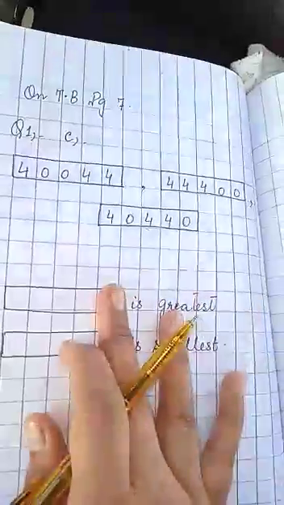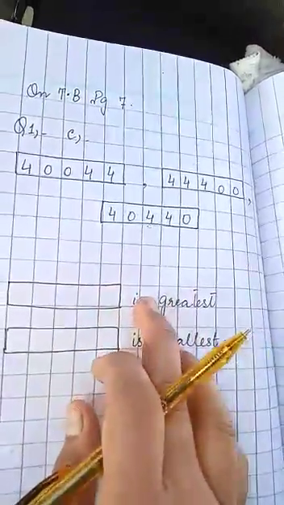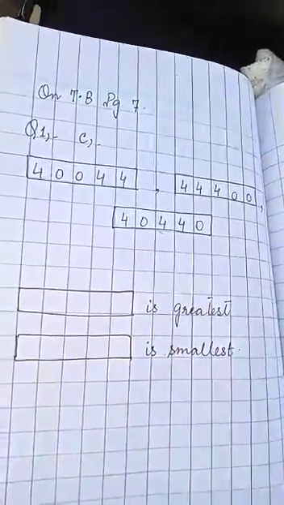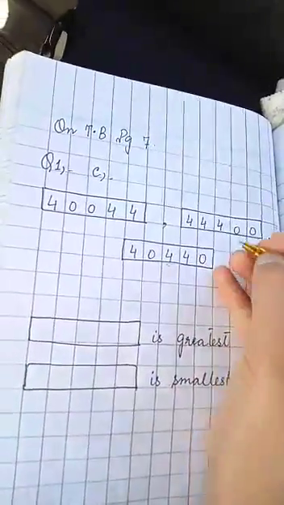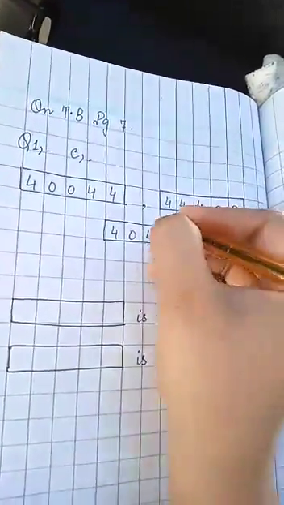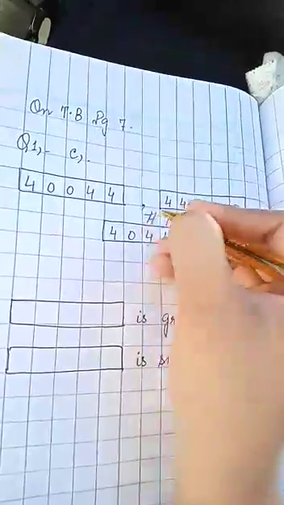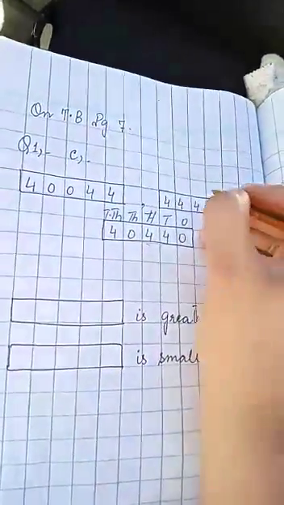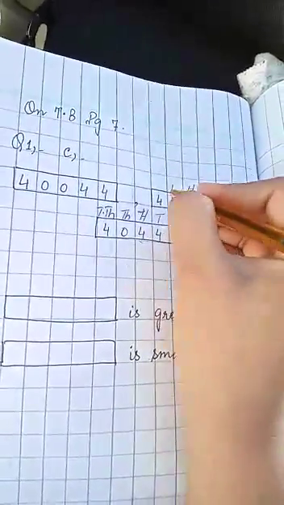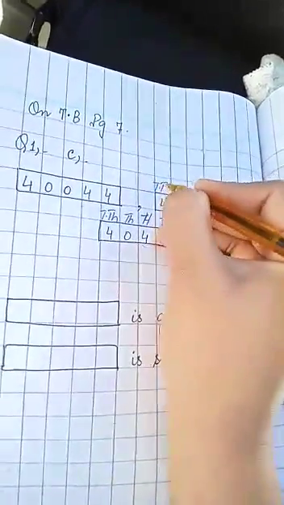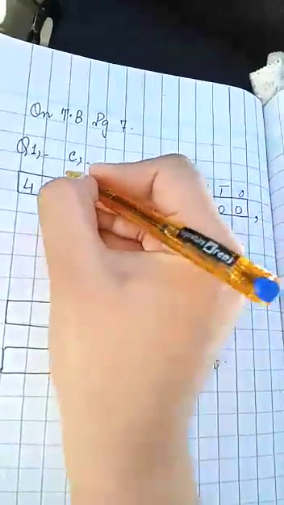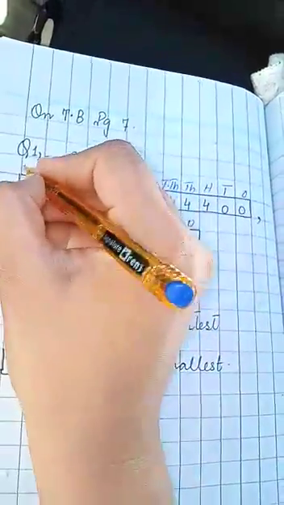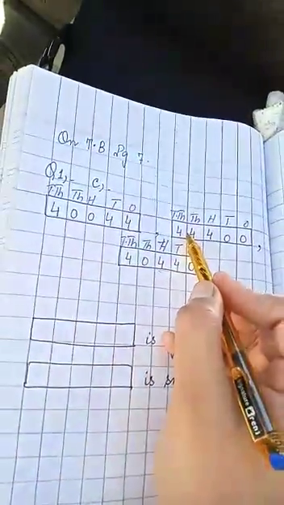So here we also apply rule number 1, which is that we have to compare the place values. So first of all we have to put the place values: ones, tens, 100, 1,000 and 10,000. Now first start with the first and second number.